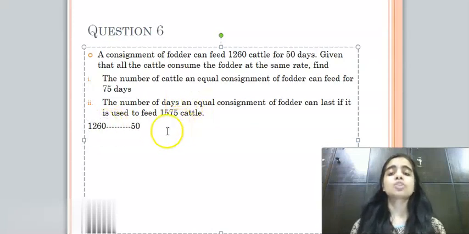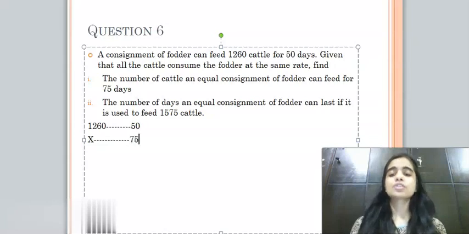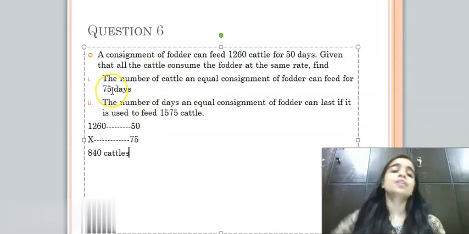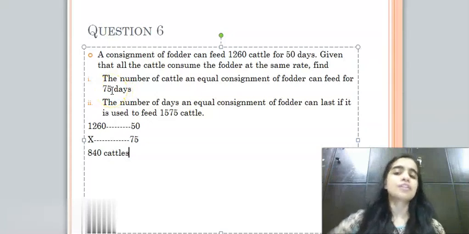Now, 1260, 50 and 75 days. For 75 days, I need to find. So I will straight multiply this. So this will be 1260 multiplied by 50 divided by 75. That is 840. So 840 cattle. If there are 840 cattle, then only we can feed them for 75 days.